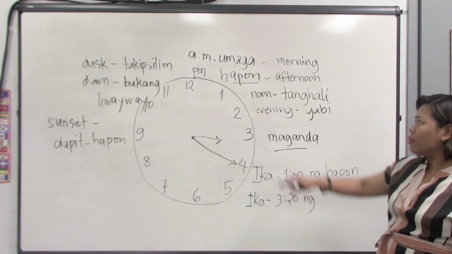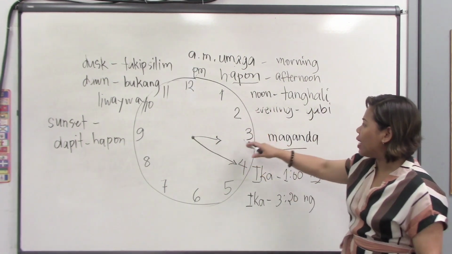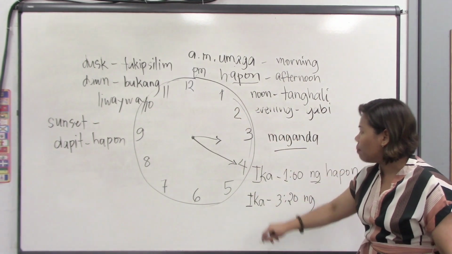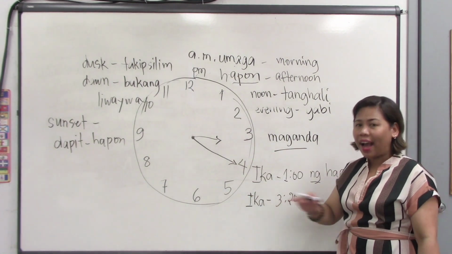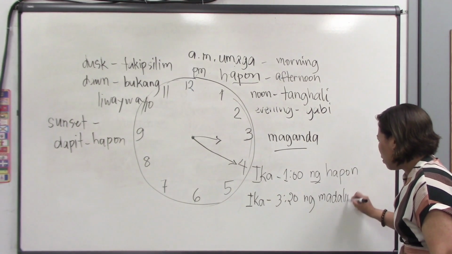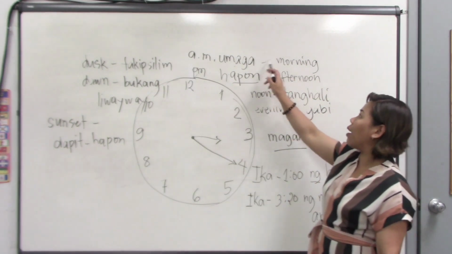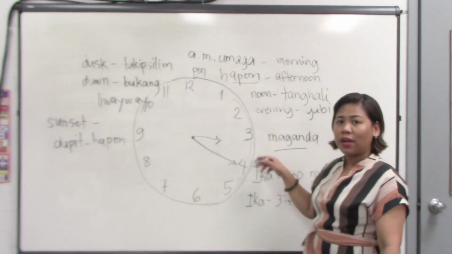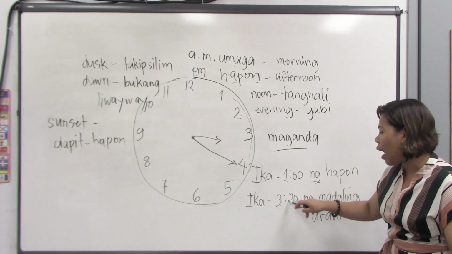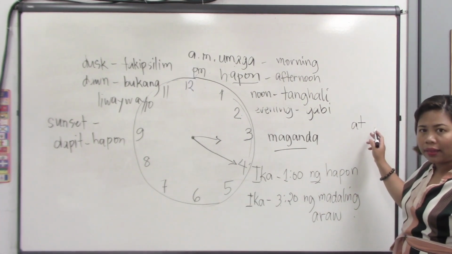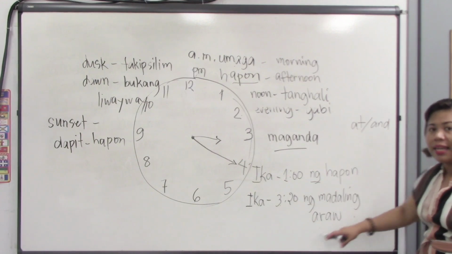At dalawampu ng. You can use umaga, but actually in Filipino, we say umaga when it is really morning, but when it is past midnight or these parts here, because this one is midnight, when it is not sunrise yet, we say madaling araw. Madaling araw. Okay? We only consider umaga or morning when there is sun already. But before sunrise, we call these hours here madaling araw. So ika, tatlo, at, we use the at, which means and in English. So ika tatlo at dalawampu ng madaling araw.